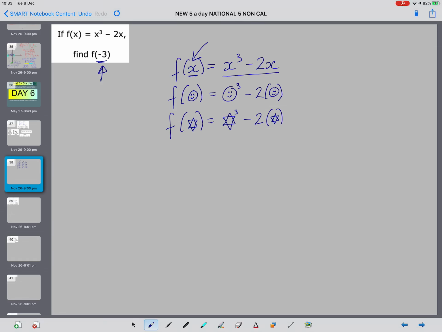So if I am substituting negative 3, wherever an x appears, I'm replacing that with negative 3. So it becomes negative 3 all cubed, take away 2 multiplied by negative 3. Negative 3 all cubed is still going to be a negative, because a negative multiplied by negative is a positive, and then multiplied by another negative is still a negative. So that's going to be negative 27. And then we'll go negative 2 multiplied by negative 3, which is a positive 6. So your answer is negative 27 add 6, which is negative 21. Okay, that's your final answer.